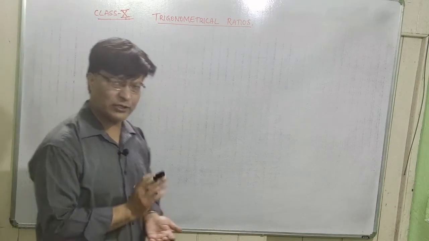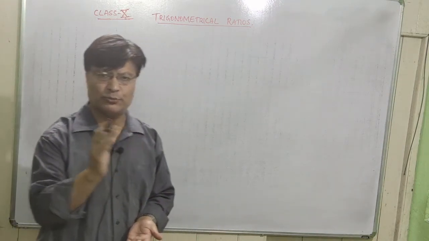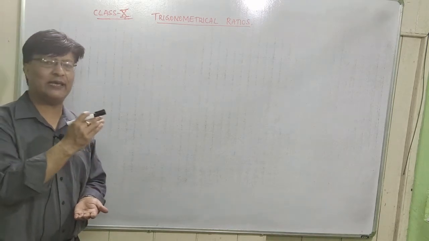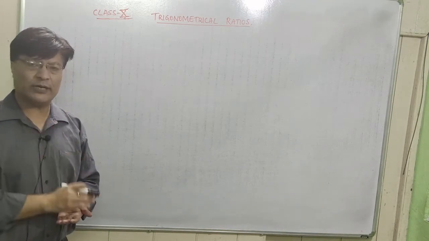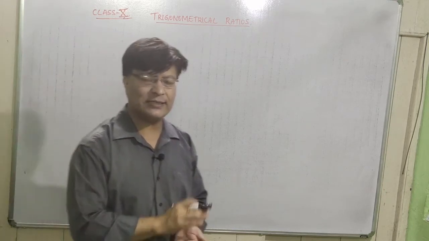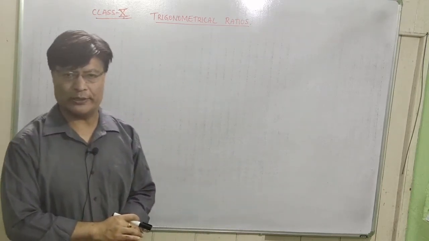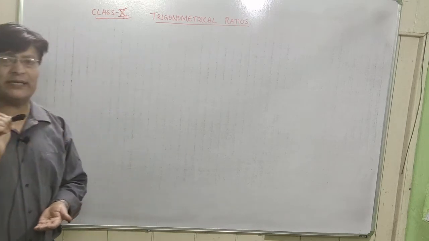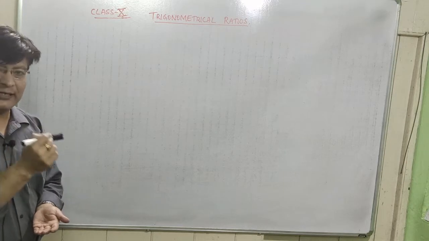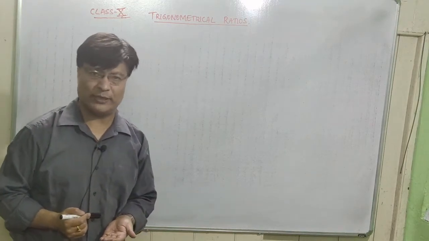You know the meaning of ratios, isn't it? That is A is to B. This ratio can be written in terms of a fraction, that is A upon B. Here A is known as the antecedent and B is known as the consequent. A is to B can be written in the form of a fraction, A upon B, that is numerator divided by denominator.